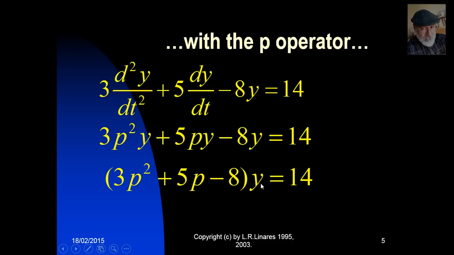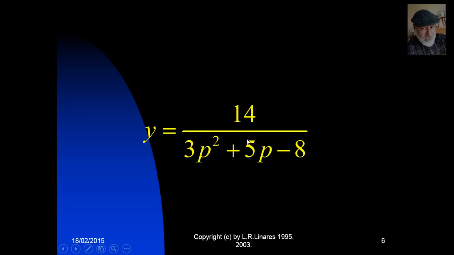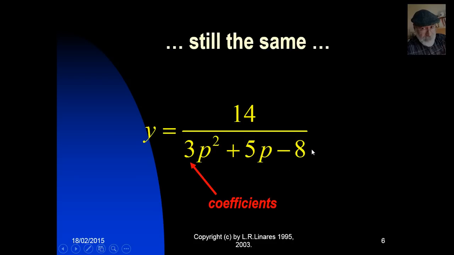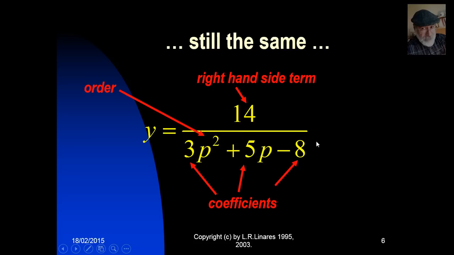We could do something else. We could move all of these parentheses dividing to the right-hand side and write the differential equation like that. It's no solution. This is the same differential equation written in a different form. We have the coefficients for each one of the terms of the differential equation on the right-hand side term. And the order of the differential equation appears as the maximum exponent for the polynomial in the denominator.